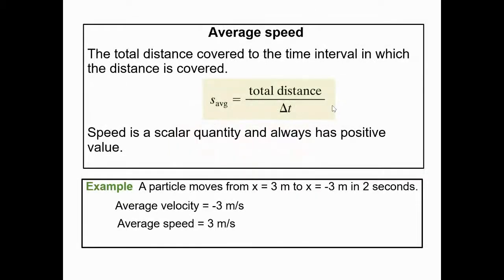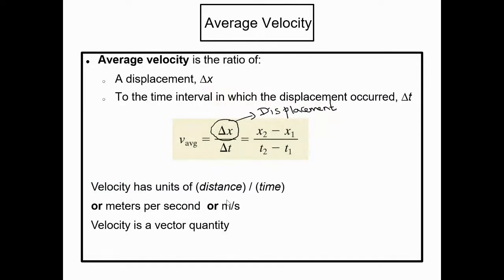Here you can see average speed is nothing but total distance over time. Here I gave an example. Let's read the question first. What is given in the question? A particle moves from x equals 3 meter to x equals minus 3 meter in 2 seconds. Could you please calculate its velocity? What's the formula for velocity? Displacement over time. What is displacement?